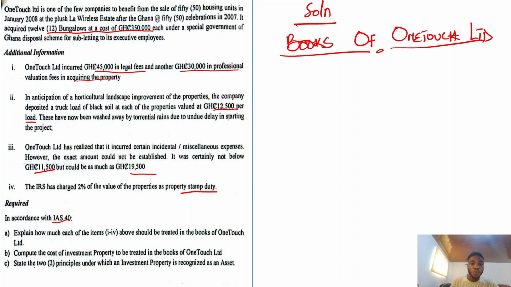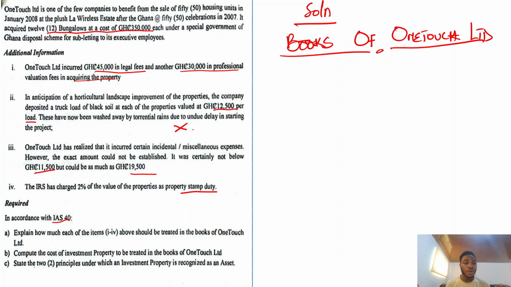So this startup cost will not be included. Why? If not for the delay in starting up the project, there would have been no washing away of that particular soil. So the cost incurred for paying the truck drivers for loading the black soil on each of these properties cannot be part of the cost of the assets. It will be expensed, because it is not directly attributable. It is the undue delay which caused the washing away of that soil.